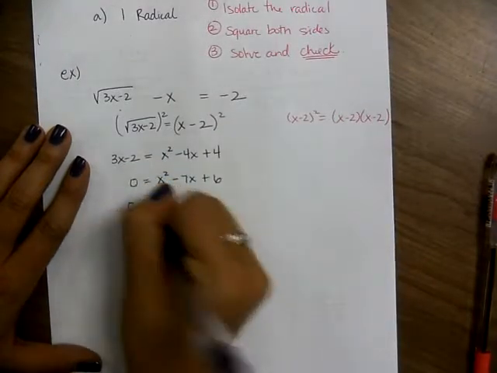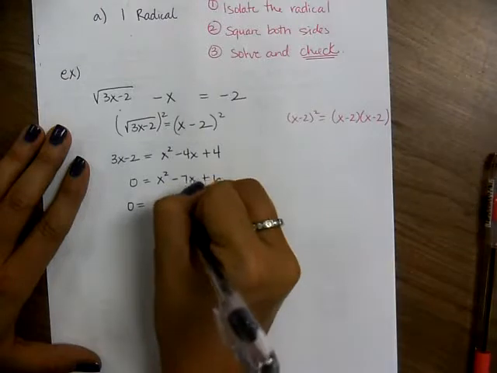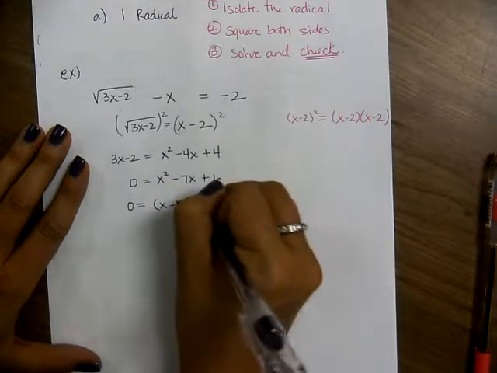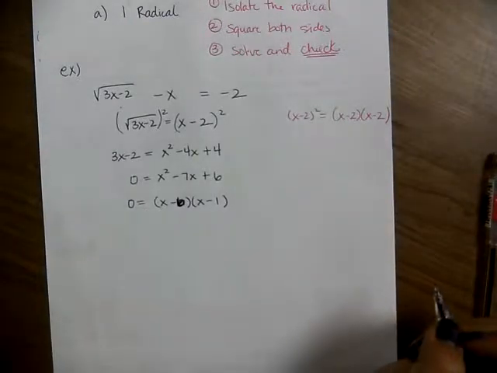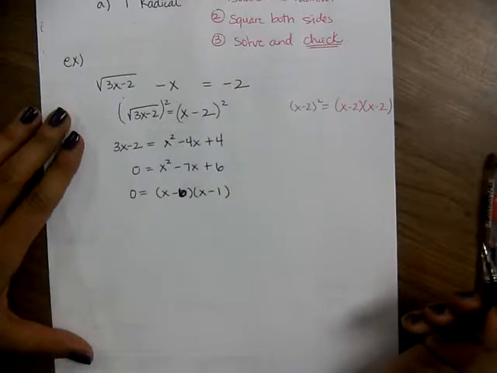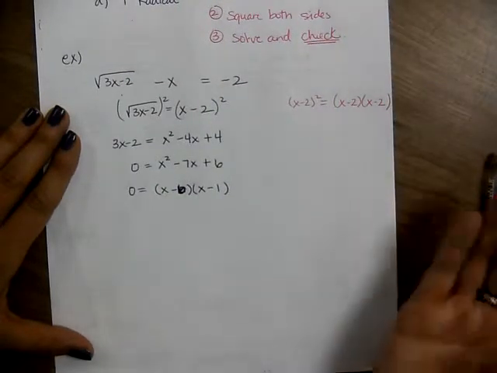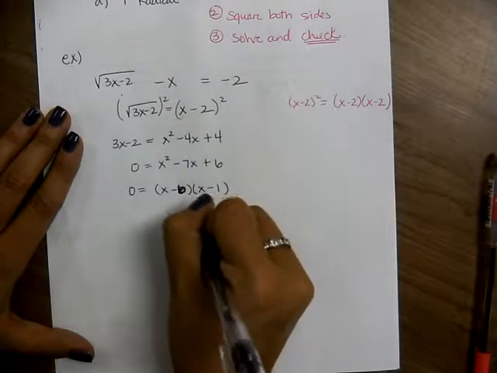In our case, though, luckily this factors to x minus 6 times x minus 1. Right, we need a positive 6 and negative 7. We can use the zero product property now, so we take each one of those pieces and set it equal to 0. You don't have to show me that step. You should be able to do that in your head. So x is going to be 6 and 1.